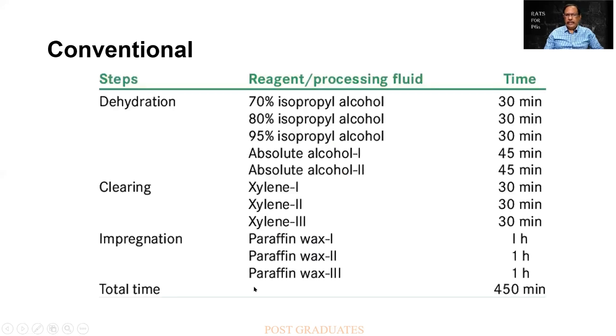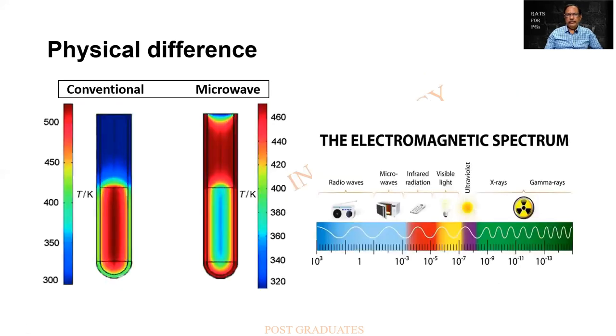And these are the various steps. Again, I had shown you in the first slide, the various stages are there. You people already know isopropyl alcohol, xylene for clearing, paraffin wax. Initially it is impregnation followed by embedding. The total time that is taken is about 450 minutes for the conventional tissue processing. 10 to 12 hours is the average time that you people can remember.